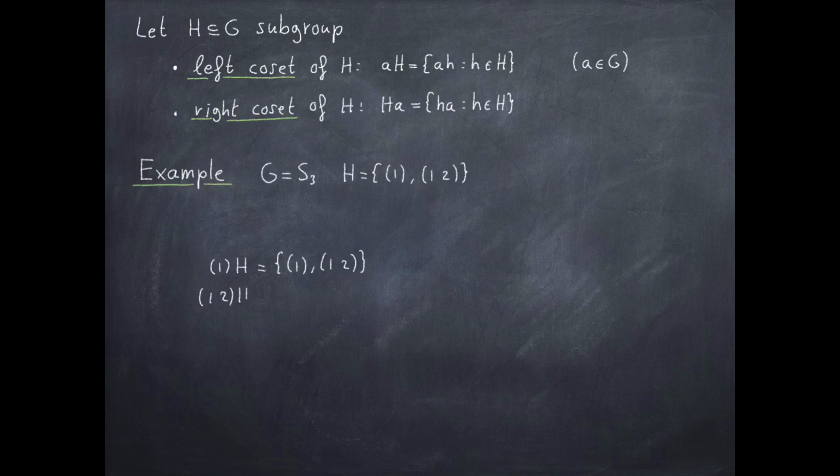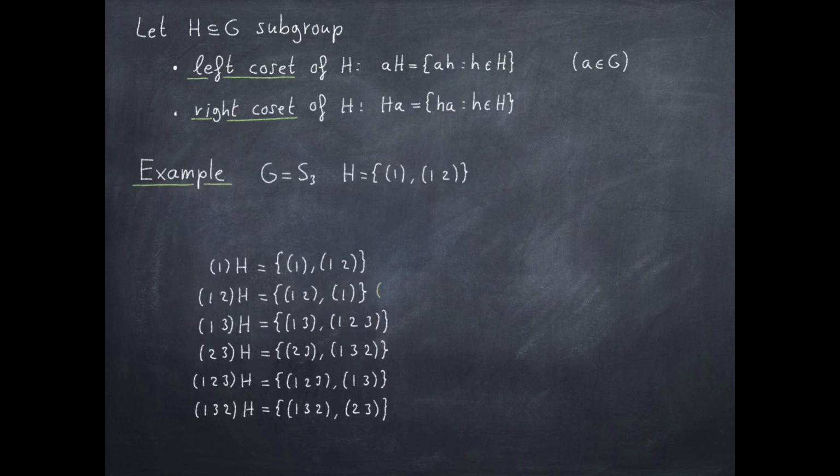Let's look at an example. For the group G, we take the symmetric group on 3 elements. The subgroup H is the group generated by the transposition (1 2). For any element a in S3, we obtain a left coset of H. These are listed here.